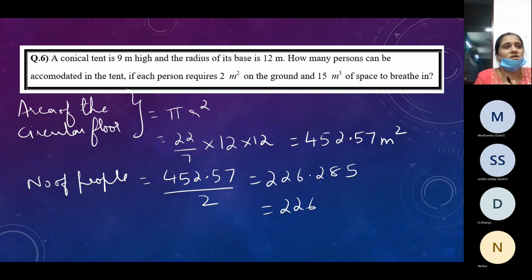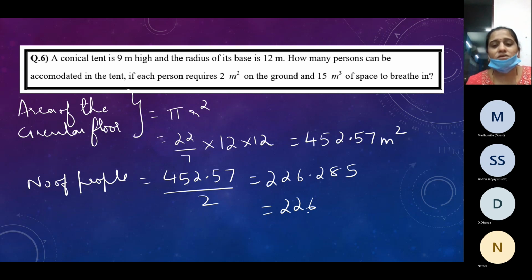There is little area on the floor, but one person cannot come in and stand. After 226 people stand inside the tent, there is little floor area, but that is not enough for one person because he needs 2 meters square. So you should round it off to 226 and not 227. So considering the floor area, 226 people can stand in the tent.